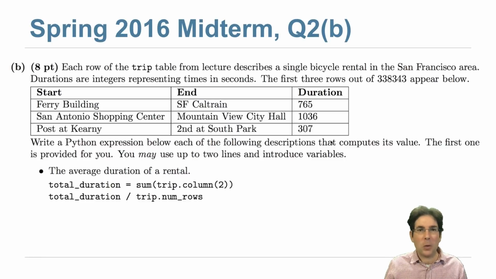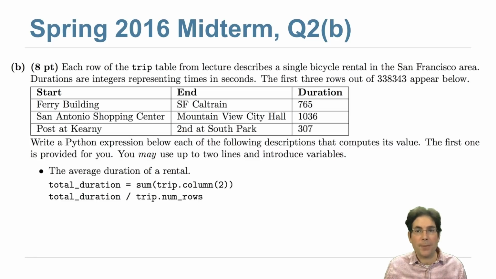Let's take a look at an old midterm exam question. We're doing this just to give you more practice manipulating tables using multiple table methods. Here we go. Each row of the trip table from lecture describes a single bicycle rental in the San Francisco Bay Area. Durations are integers representing times in seconds.